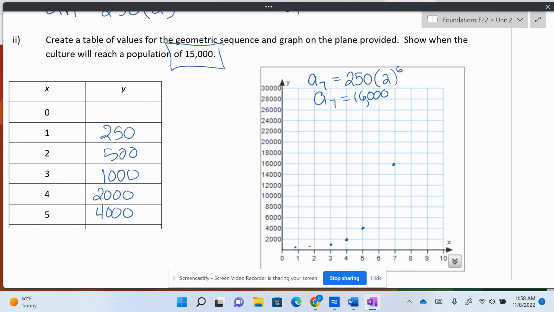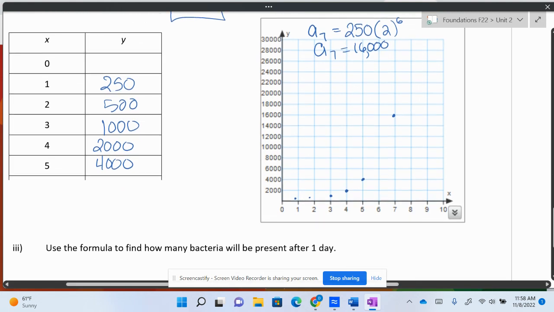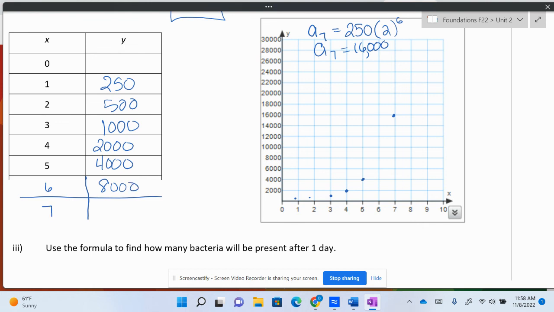How are we going to do that? Well, we could just keep doubling. After 6 hours, how many do I have? 8,000. And after 7 hours, how many do I have? So somewhere between 6 and 7 hours. Okay.